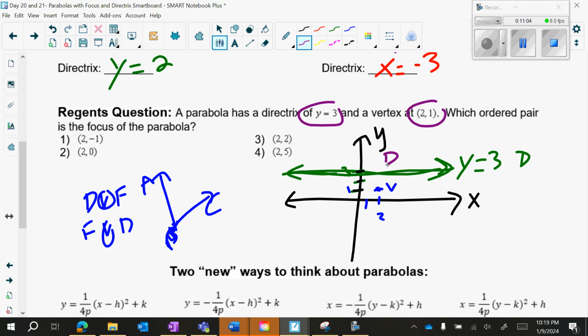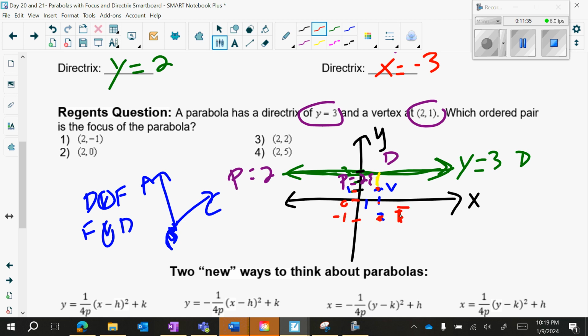First, count how many units there are from here to here. How many units from 1 to 3? Count if you have to. You should see that that's 2. So that's called P. P equals 2. Write that down. Now go 2 units the other way from the vertex. If the vertex is the midpoint, you have to go 1, 2, 2 units down. So we're at 1, then we go to 0, and then we go to -1. We should be somewhere over here, F.